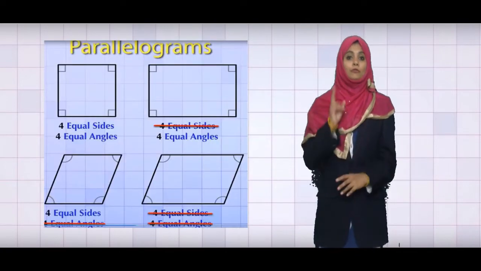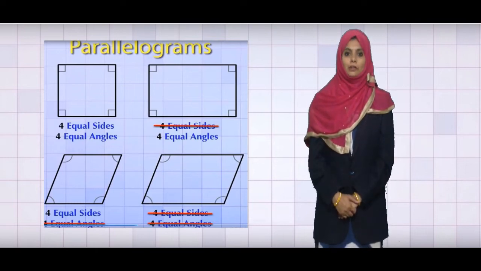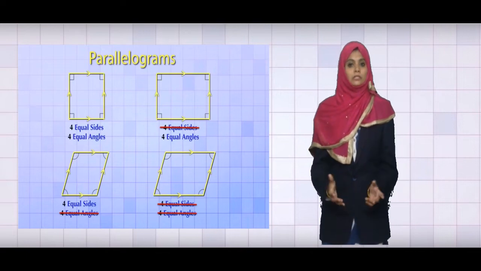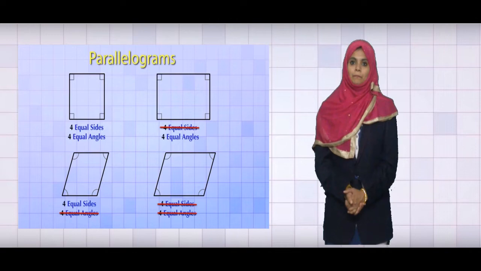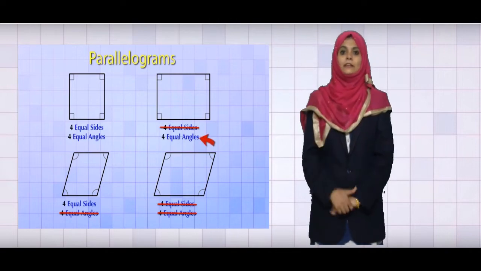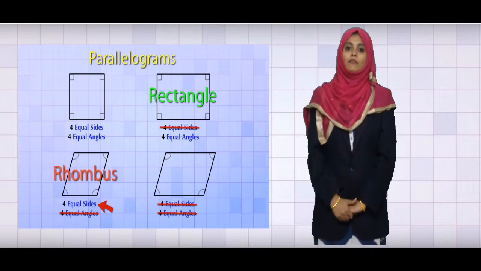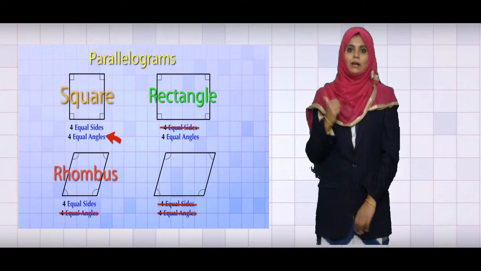Now wait a second, what about the other quadrilaterals? Are they all parallelograms? Because they all are made up of 2 pairs of parallel sides. Exactly, they all are parallelograms. So here all the shapes are parallelograms, but they have a special name. If all angles are equal, rectangle. If all sides are equal, rhombus. If all sides and all angles are equal, square.